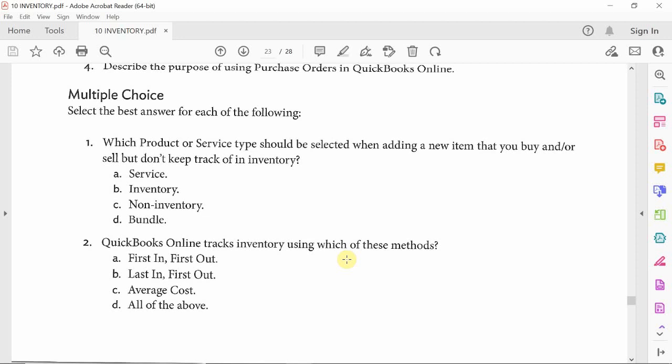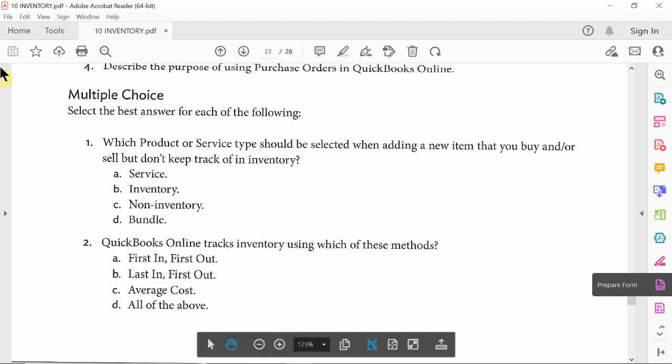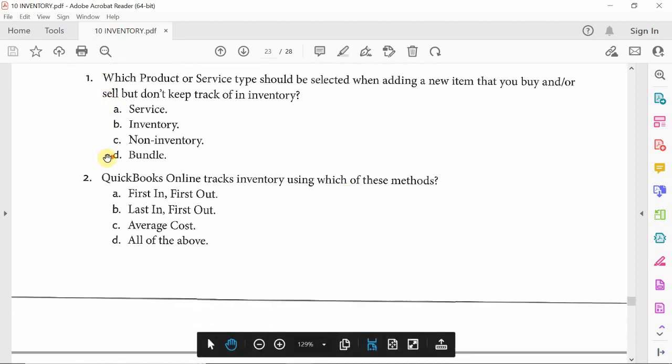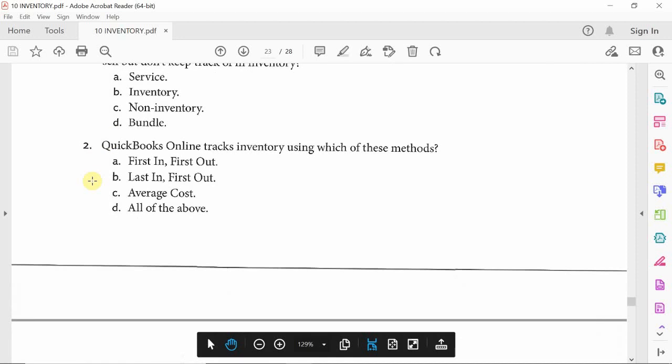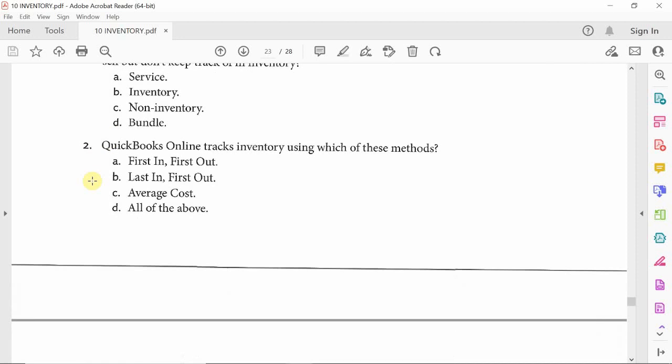What item do you choose to create when you buy and sell but you don't keep track of it? Non-inventory, C. Correct. Non-inventory, C. Okay. Number 2, QuickBooks Online tracks inventory using which of these methods?